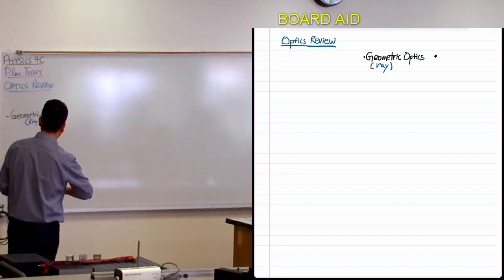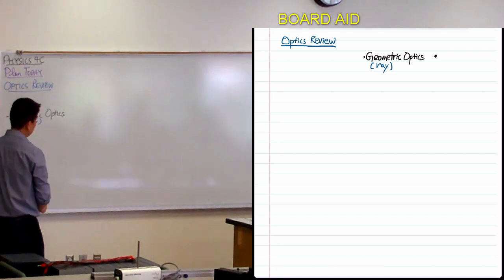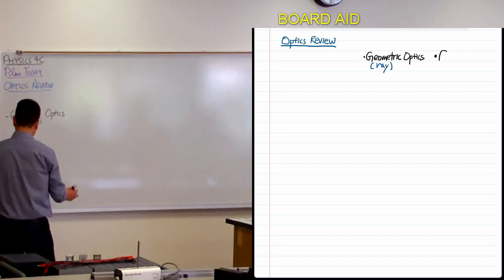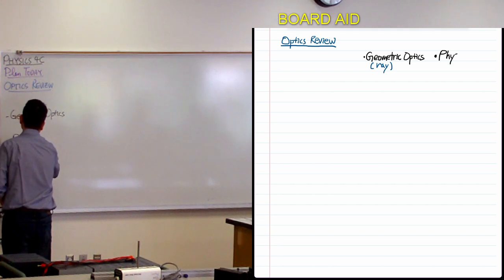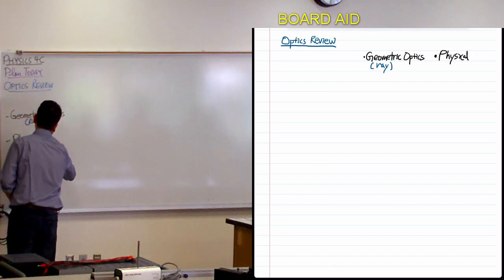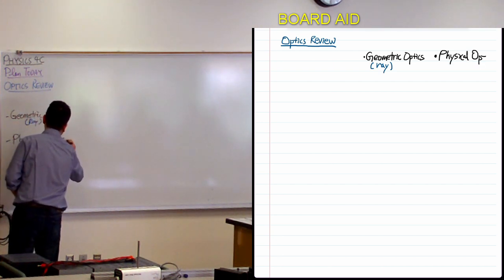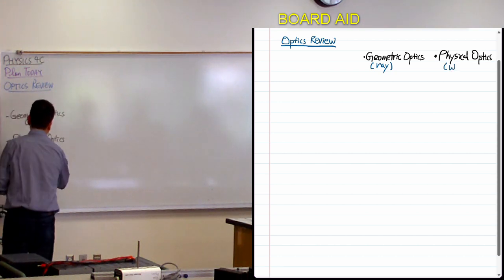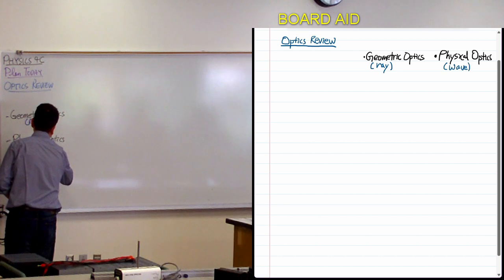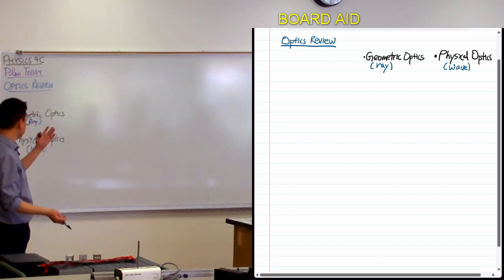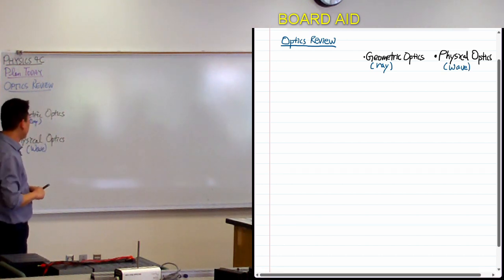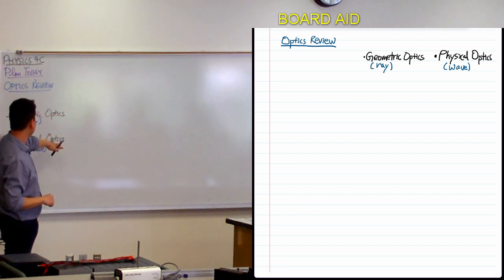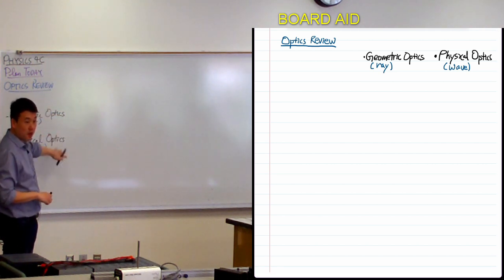And the other big set of topics is, let me call it physical optics. And the other name for that is wave optics. And this is where we had to deal a lot with the interference and the wave nature of light. So that's the basic breakdown in how we are approaching optics.